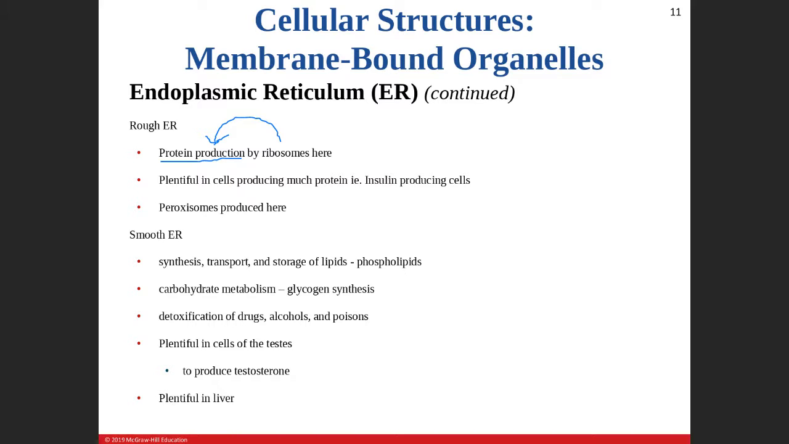Also, in the rough endoplasmic reticulum, we're going to see peroxisomes. They're a really cool organelle. I'll talk about them shortly, in just a few moments. But just keep in mind that we're going to see those in the rough endoplasmic reticulum.